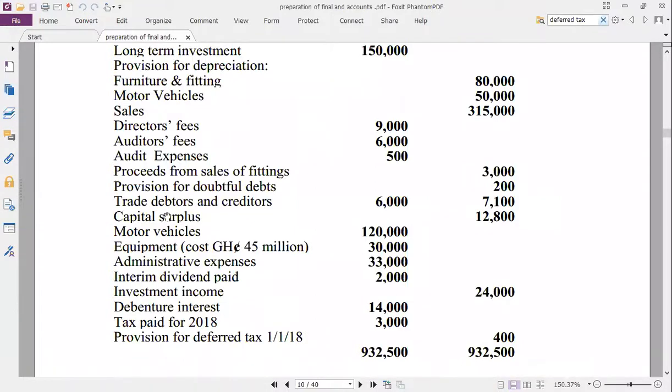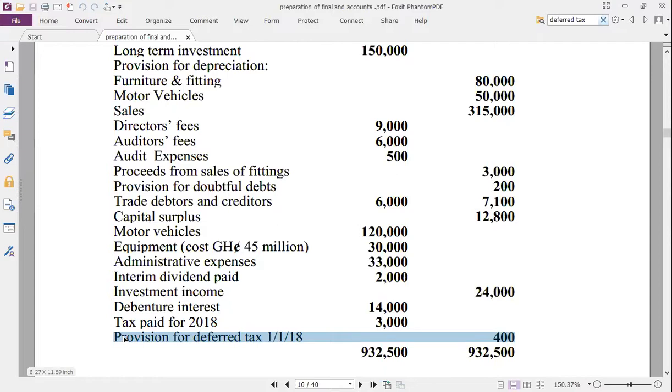Good. The last item, I can see the last item there. Provision for deferred tax. Let them mention deferred tax to you, because there are so many types of tax. We have deferred tax, current tax, tax provided, tax paid. Yes. Tax asset, tax liability. So let them tell you this one is what? Deferred tax. Good. But there's another tax too in this trial balance.